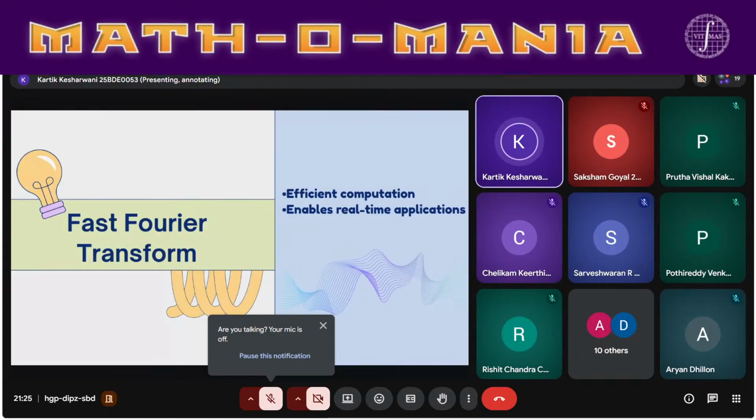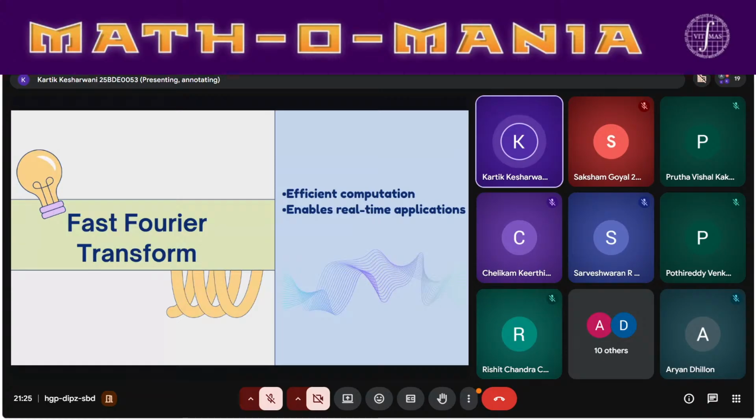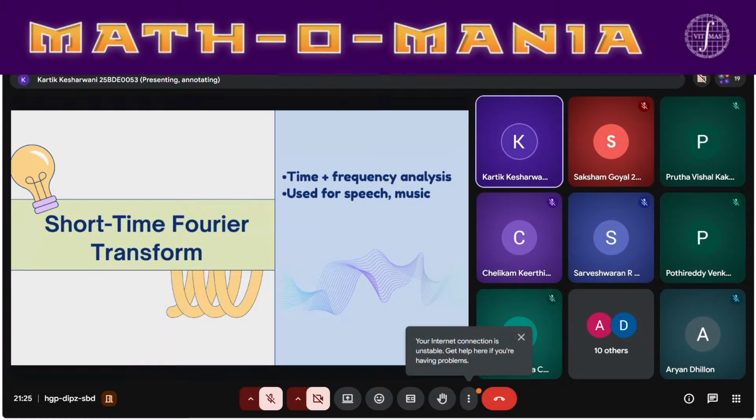If we apply a regular Fourier transform, we only get an overall frequency representation. We lose information about when those frequencies occur. To address this, we use the short time Fourier transform. The short time Fourier transform, or STFT, allows us to analyze signals whose frequency content changes over time.